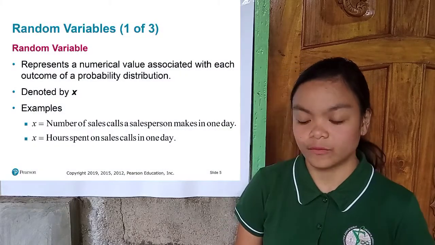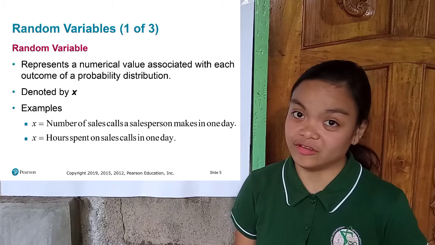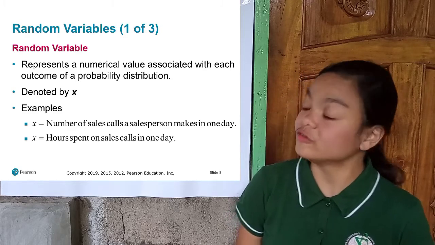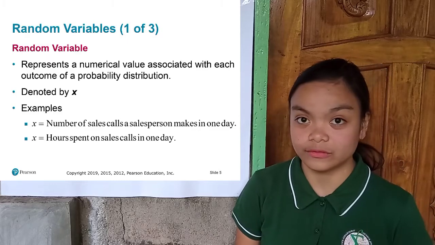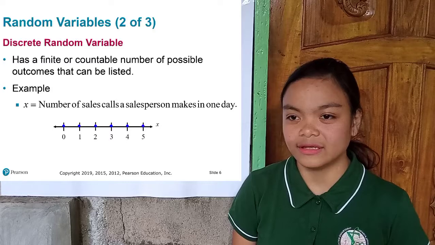There are two types of random variables. The first one is a discrete random variable. The discrete random variable has a finite and countable number of outcomes that can be listed. Keyword there is countable. Recall our example earlier. Which among the two do you think is a discrete random variable? The first example or the second example? Which among these two examples can be counted?